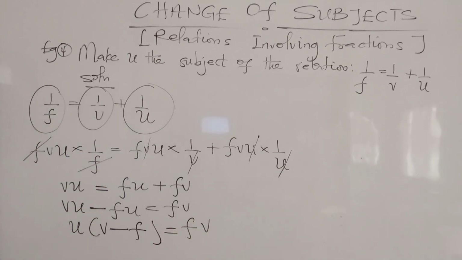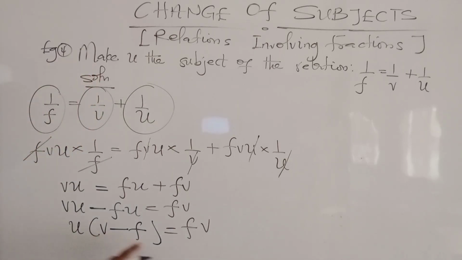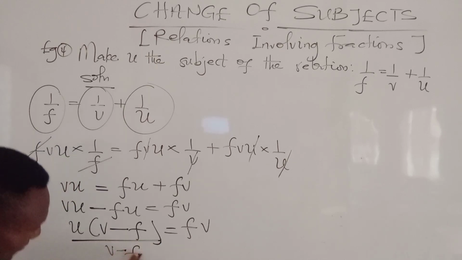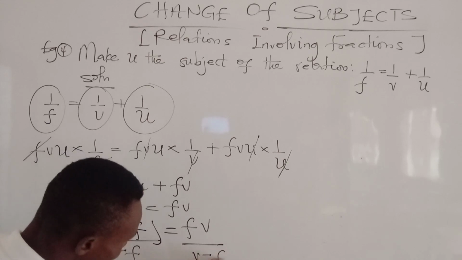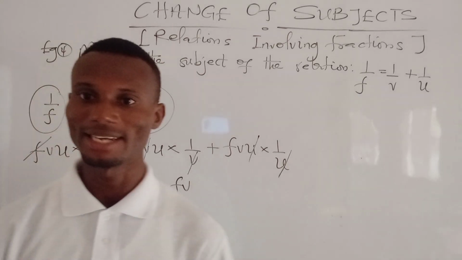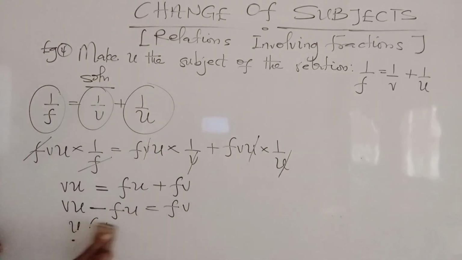For us to get our U to stand alone, we divide through the equation by the coefficient of the U. The coefficient of the U is V minus F. You can see they are multiplying. So what you need to do to get U to stand alone is to divide through by the coefficient of the U, which is V minus F. I'll divide here by V minus F, and here also by V minus F, so that this V minus F will cancel this V minus F away. I can see that it's not really clear from here, so let me clean it and continue from this side so that it will be clear to you.